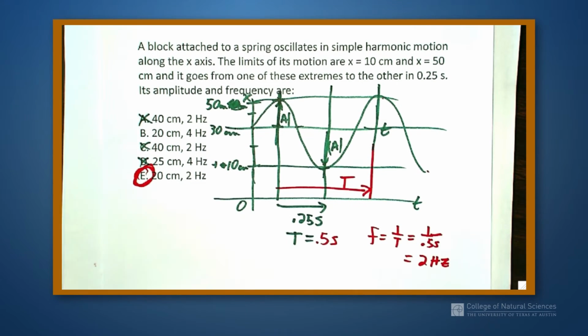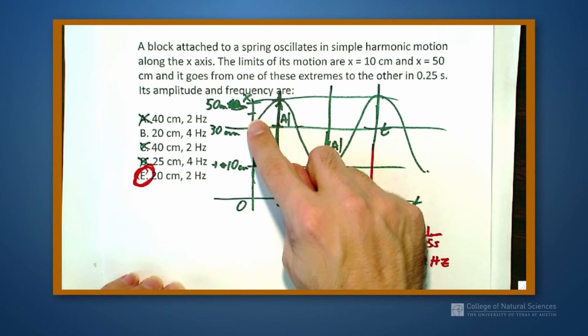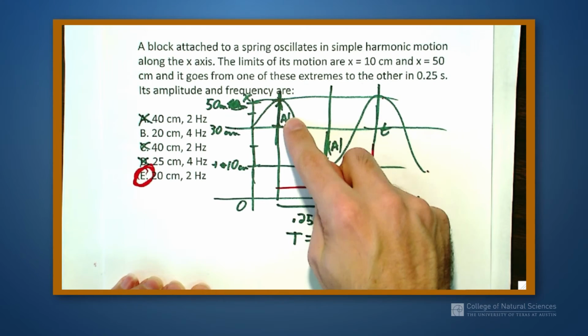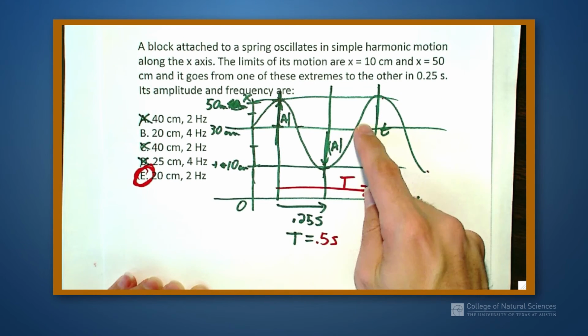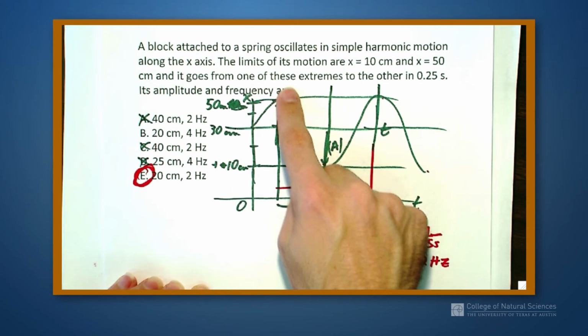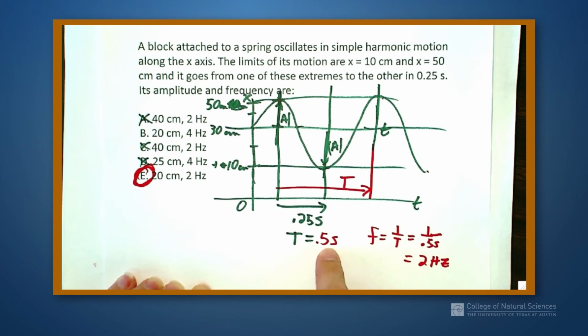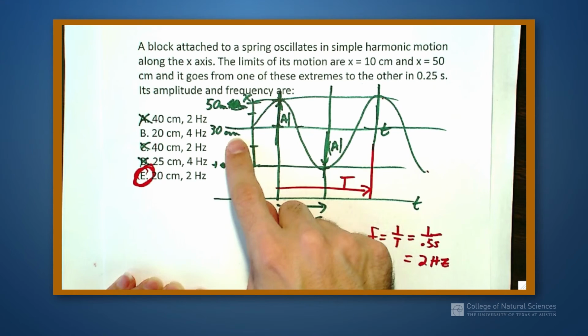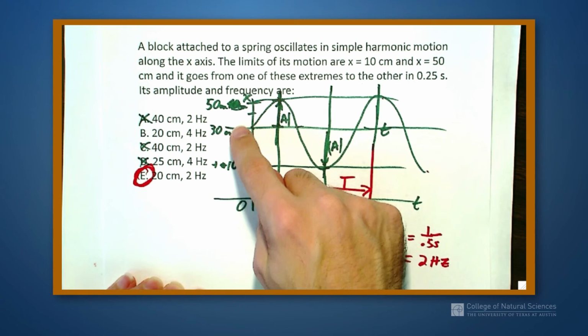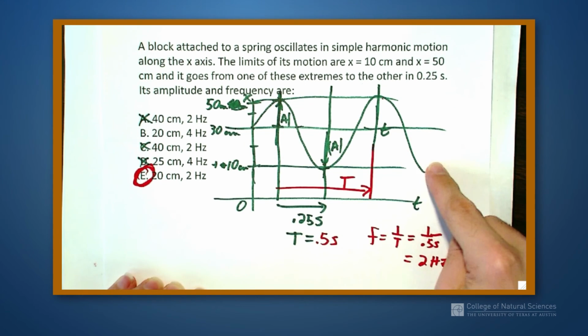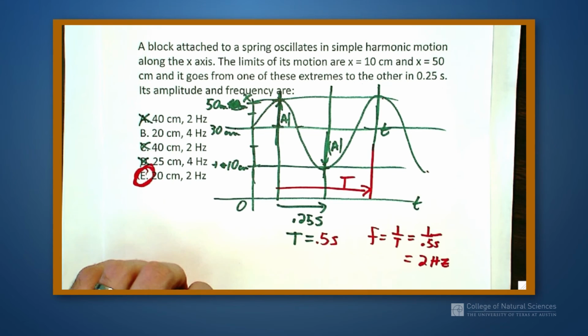It oscillates 20 centimeters. It goes 20 centimeters up, 20 centimeters back, 20 centimeters down, 20 centimeters back, and it goes up, down, up, or from peak to peak in 0.5 seconds, or it does this full cycle twice in 1 second. The definition of hertz is how many cycles per second.